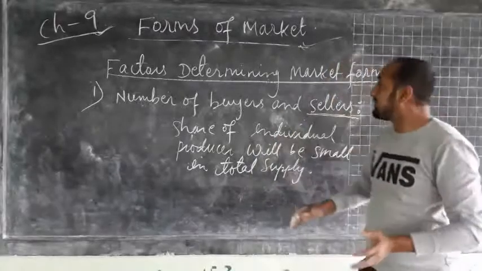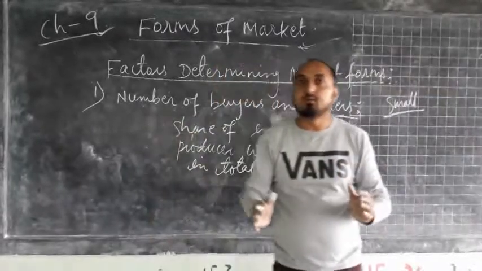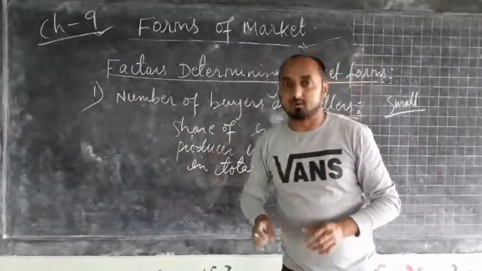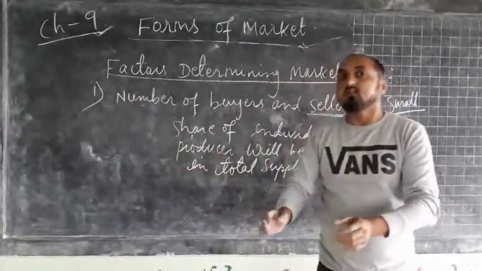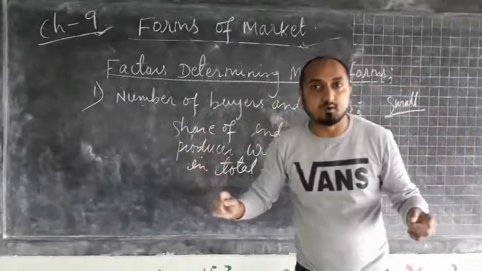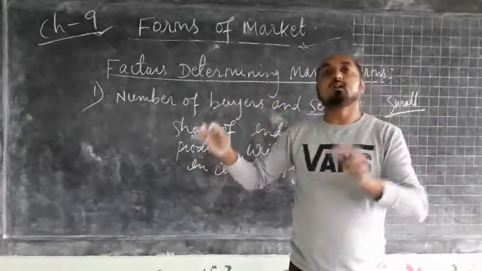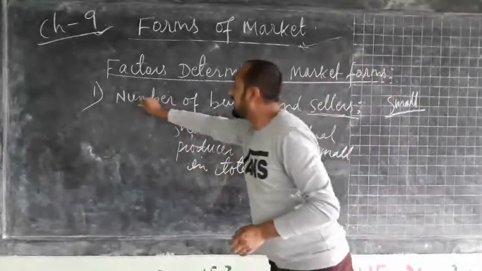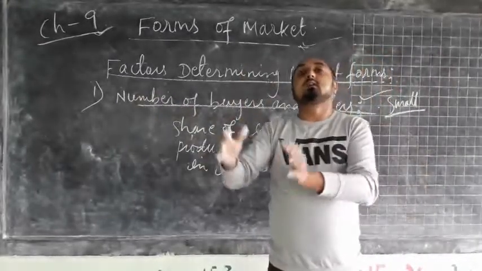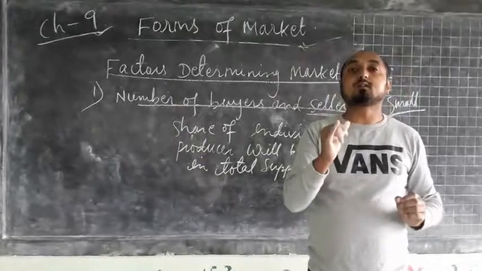So depending on the number of buyers and sellers, we can determine what type of market we are talking about. If the market is perfectly competitive, then the number of buyers and sellers will be large. If the market is a monopoly, then the seller will be one and the buyers will be large in number. If the market is monopolistic competition, then the number of buyers and sellers will be fairly large. So depending on the number of buyers and sellers, we can differentiate the different types of markets.